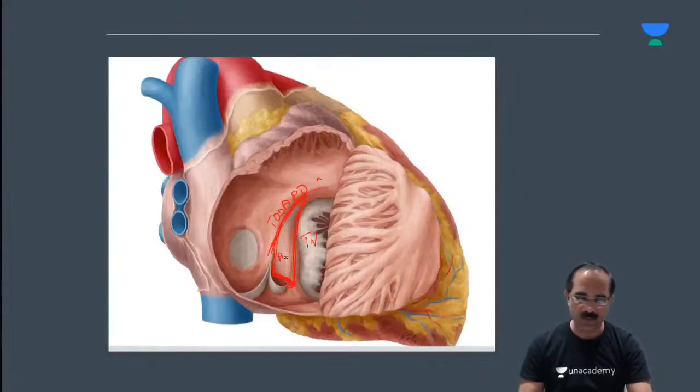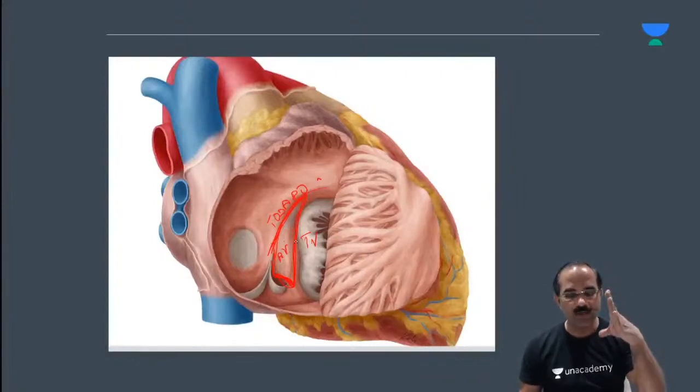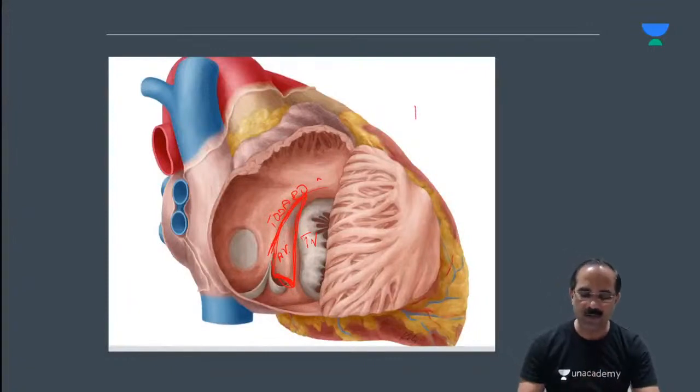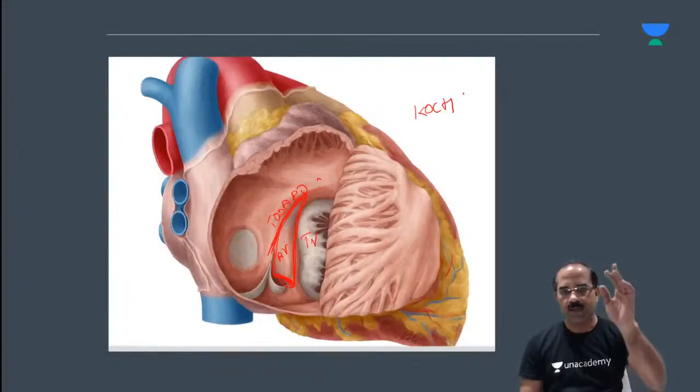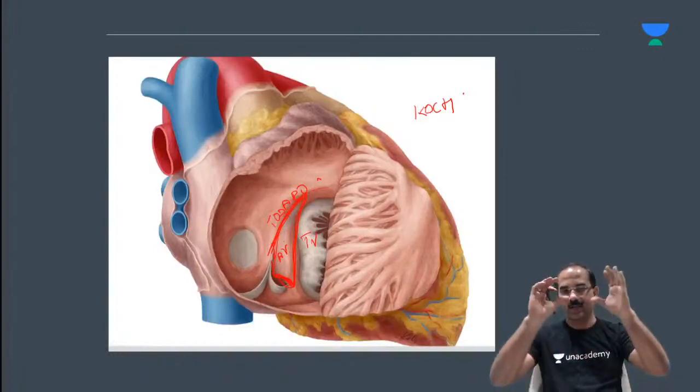Who lies in this triangle? The AV node. AV node lies in this triangle, and that's the triangle of Koch. Yes, correct. And just one last thing here. Tell me, where does the SA node lie?